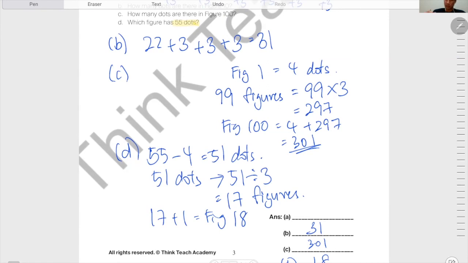Now, C and D are very similar. It's about understanding that every additional figure adds 3 dots. So if I want to find the number of dots in a given figure, then you have to multiply by 3. If I know that I have 55 dots and I want to find the number of figures, I first minus the number of dots in the first figure, which is 4. Then I take the remaining and divide it by 3.